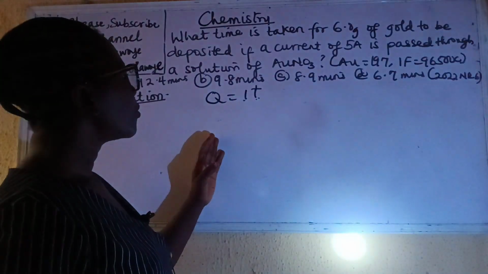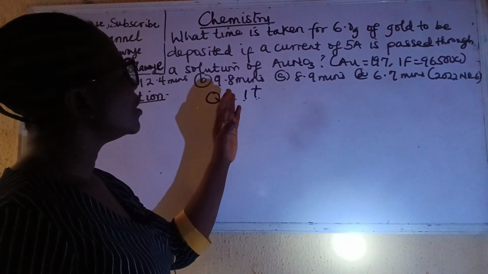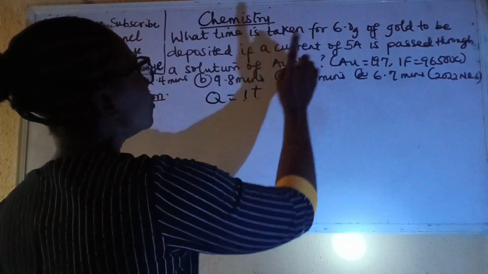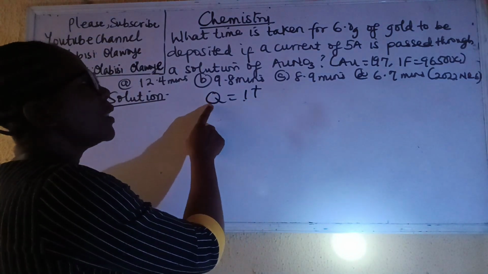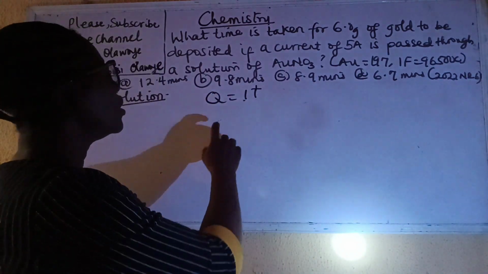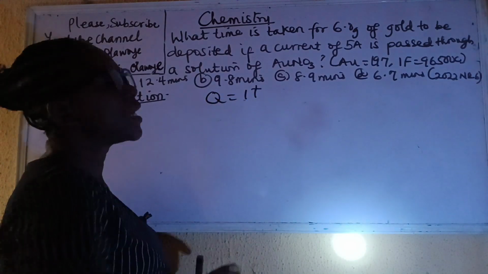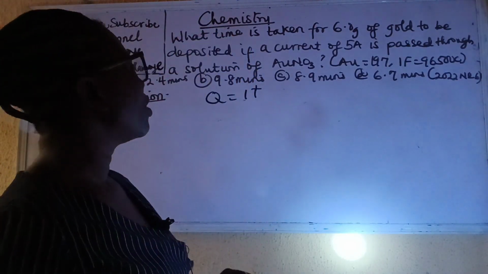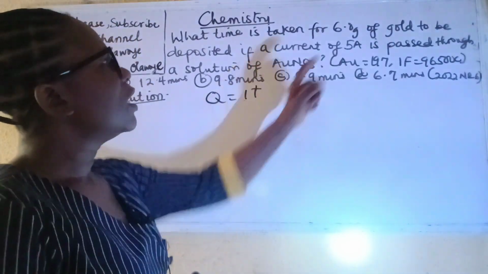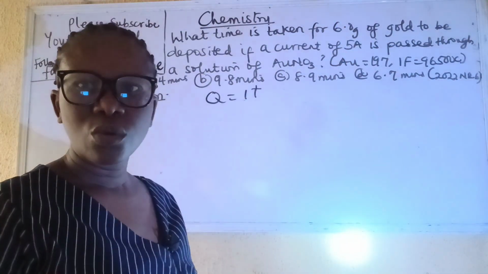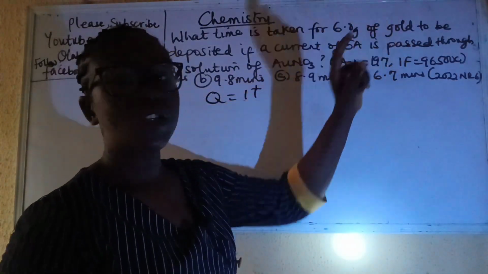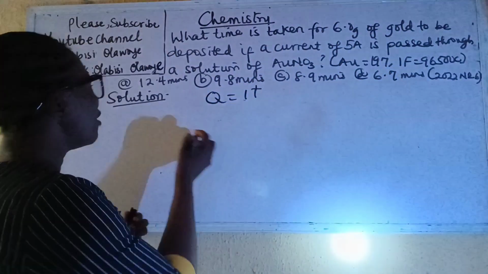Now here, quantity of electricity is equal to current multiplied by time. Current was given to us, time was not given, and the quantity, which is Q, was not given as well, because we would have gotten it if we multiplied current with time, but we were asked to calculate time, whereas quantity was not given. So how can we get the quantity of electricity? This 6 grams can lead us to getting the quantity of electricity. Now, what is the element involved in this question? Gold. Now, let's write the half reaction.